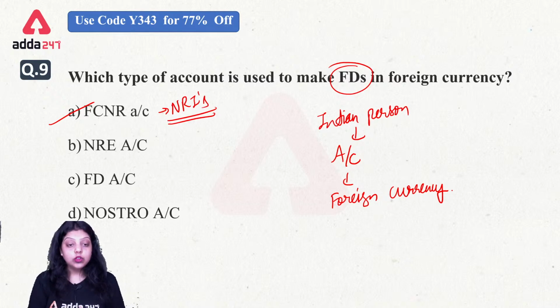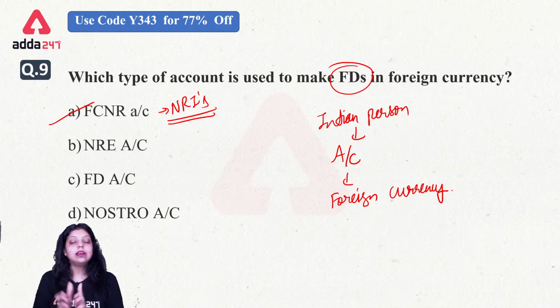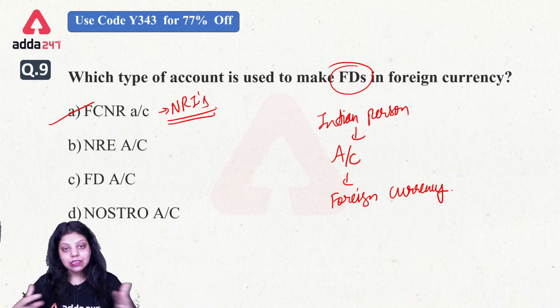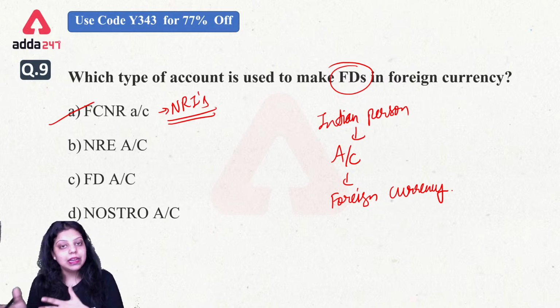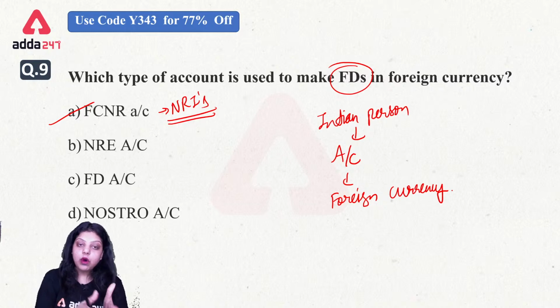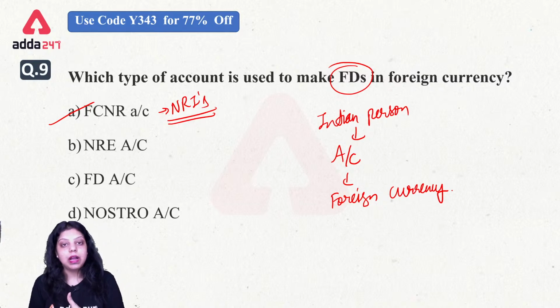Vostro account. Vostro account is not for the public. Nostro, Vostro and Loro, these accounts are the accounts which are maintained by banks to banks. When a domestic bank has an account in a foreign bank, it is known as a Nostro account. When a foreign bank has an account in a domestic bank, it is known as a Vostro account.